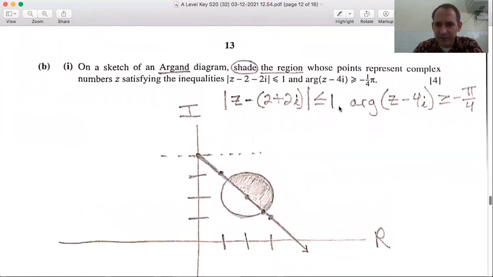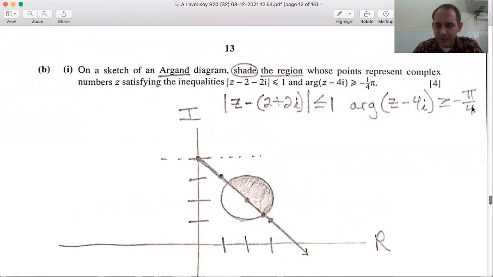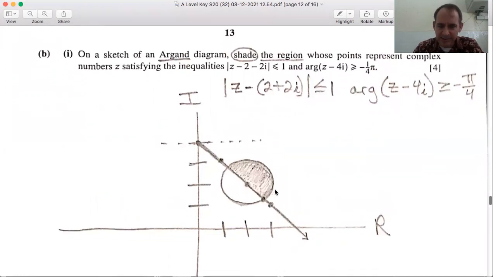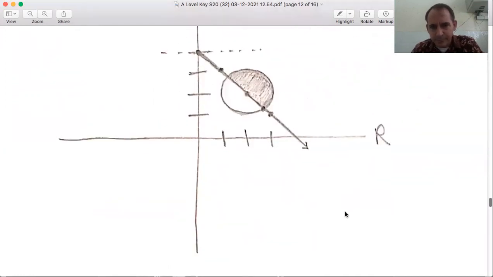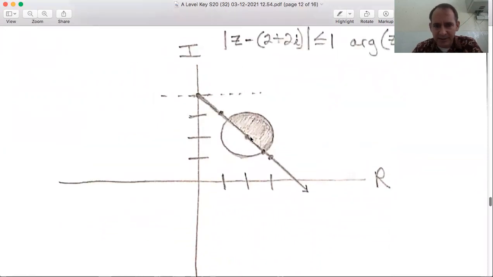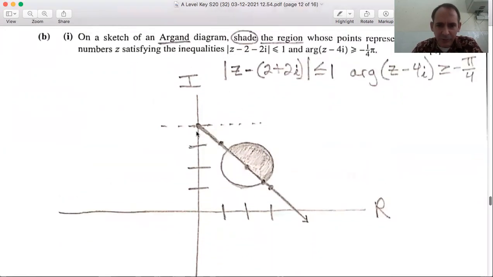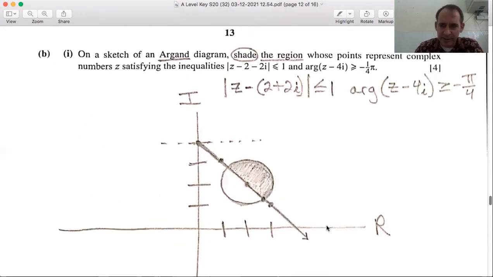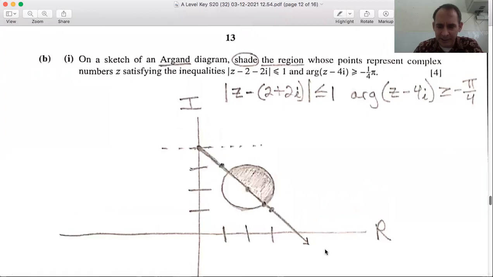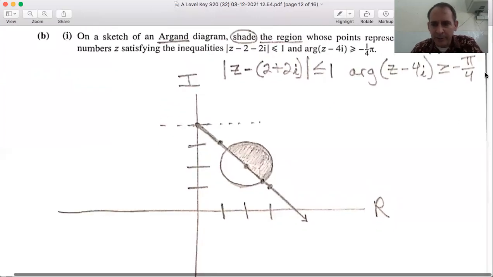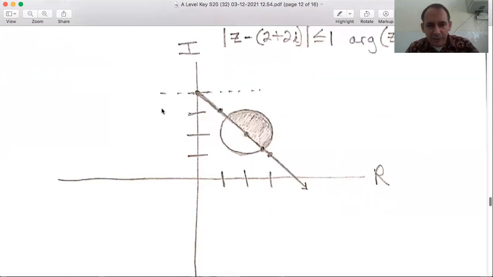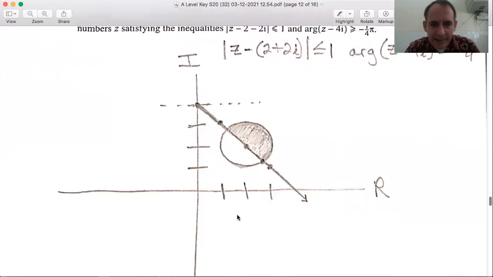So that's inside the circle and above our line. So shade this. And this line, by the way, is a half line. Don't draw the line through on this side over here. It is only a half line, kind of like a ray, starting from your endpoint and then going in the direction of this angle measurement. So this is our Argand diagram.